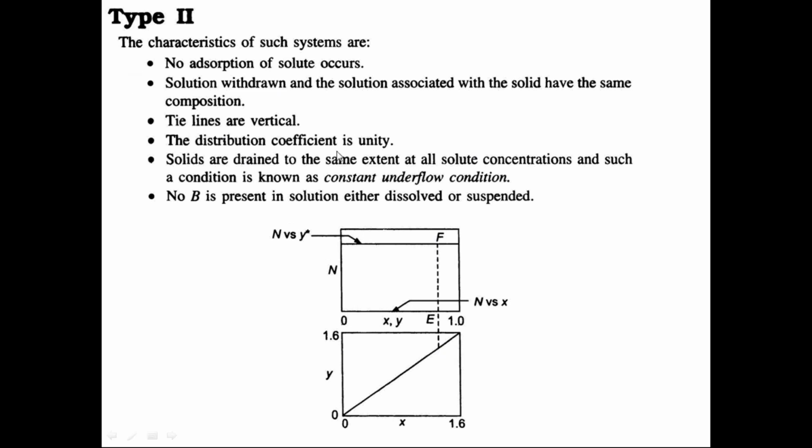So tie lines typically become vertical in this case, and the solids are drained to the same content at all solute concentrations. Such a condition is known as constant underflow condition. Since the concentrations are always the same, you can call this the constant underflow condition. No B is present in the solution, either dissolved or suspended.